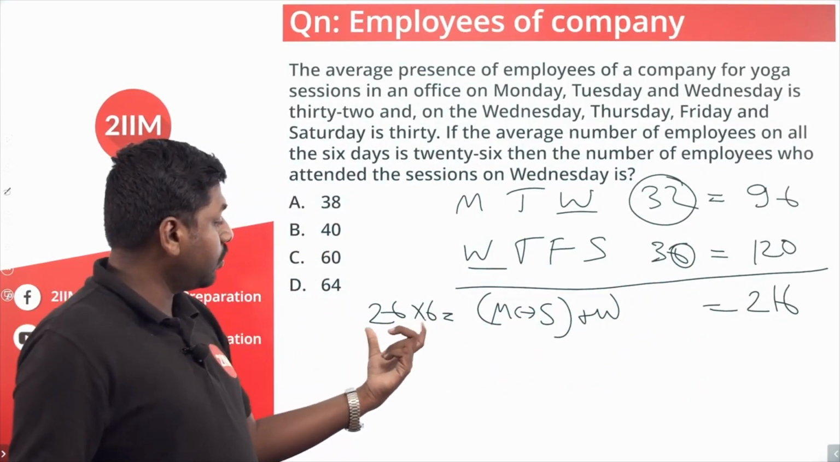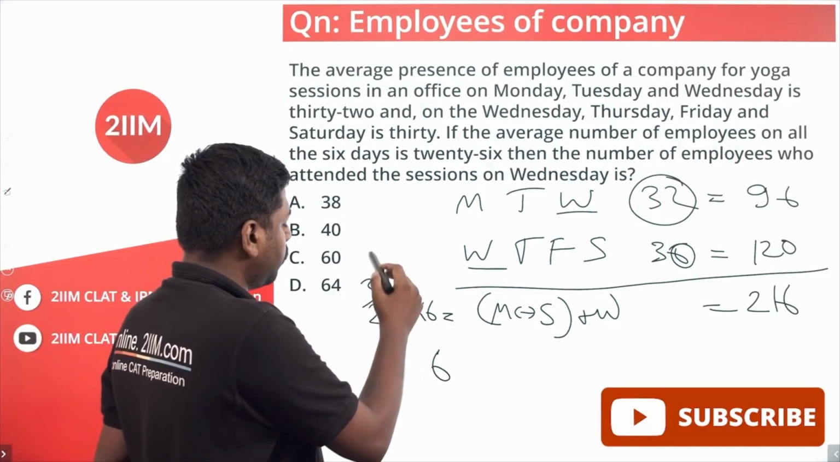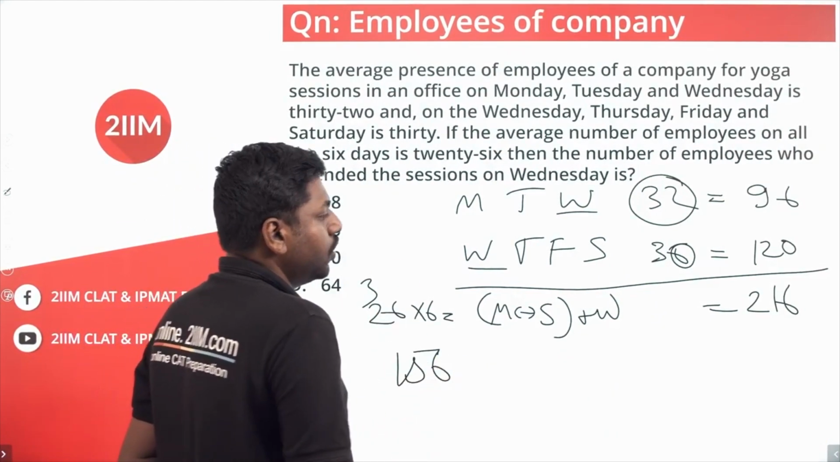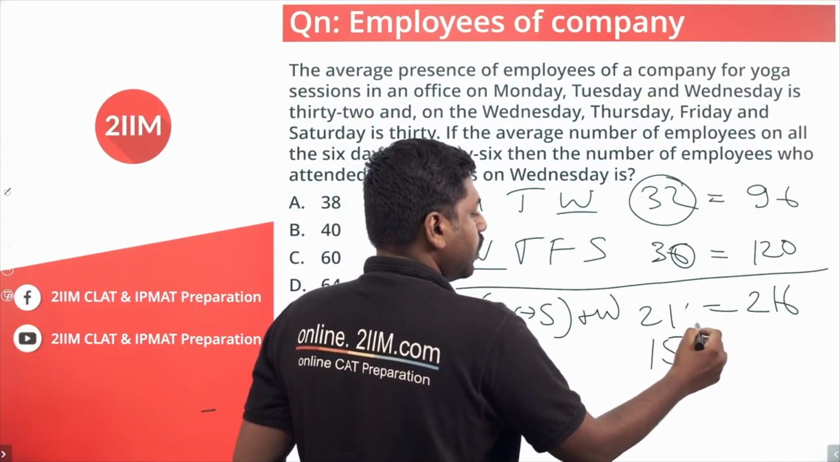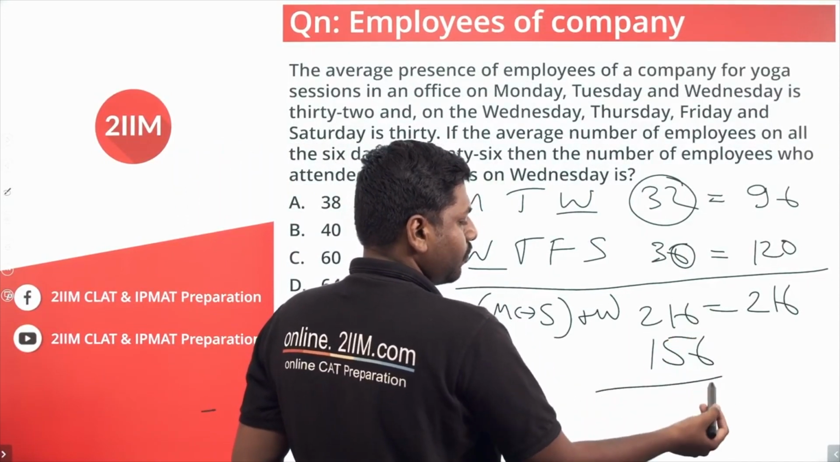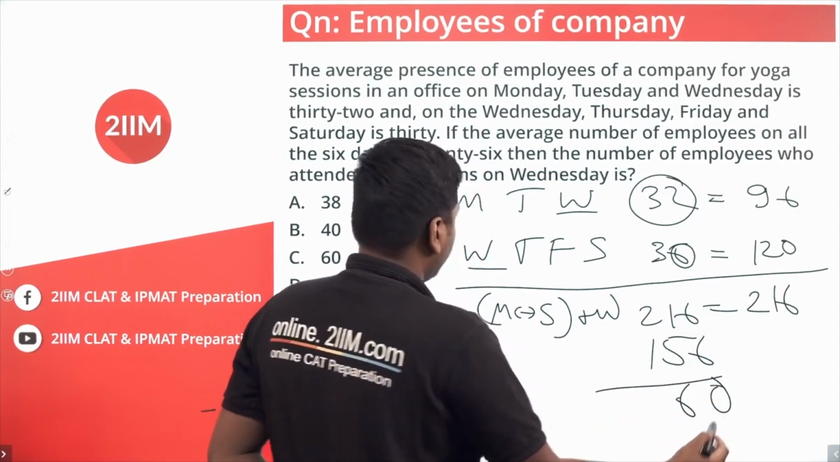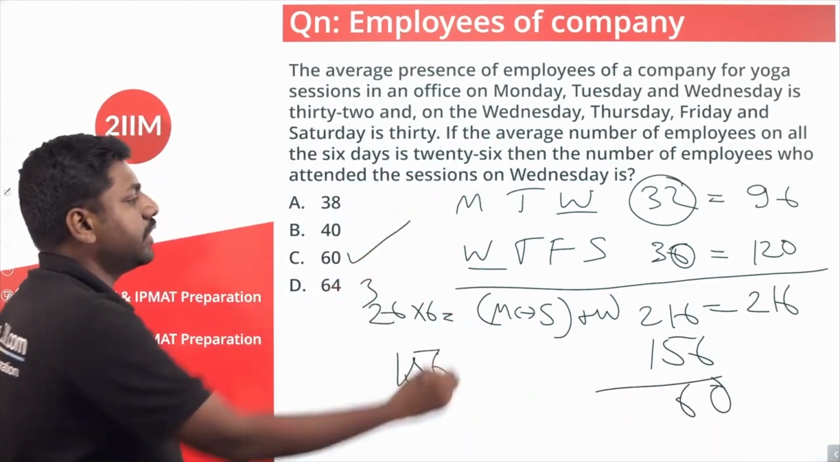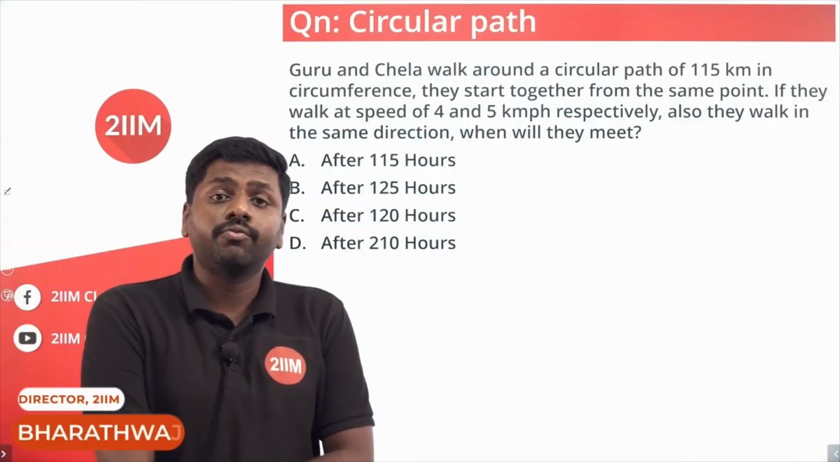The entire week is 26 into 6, which happens to be 156. So 156 is the total number of employees. 216 contains 2 Wednesdays. You subtract 156 from 216, and you will get 60. So 60 employees were there on the Wednesday. Good question from races. We'll try this out.